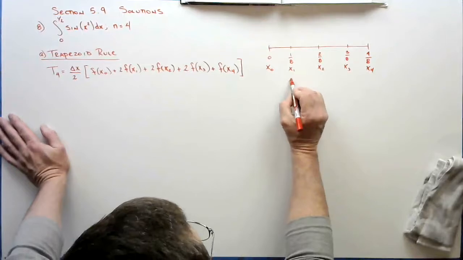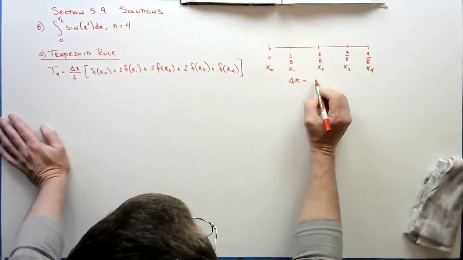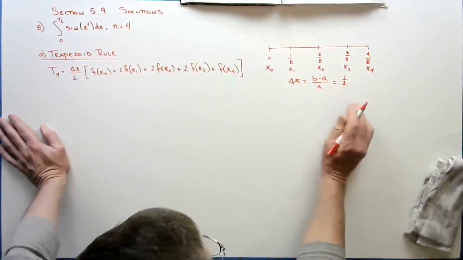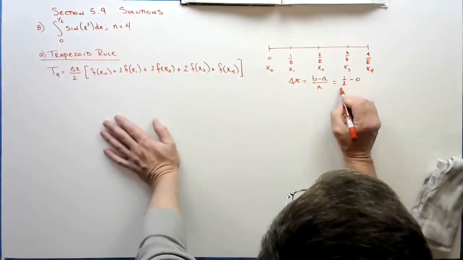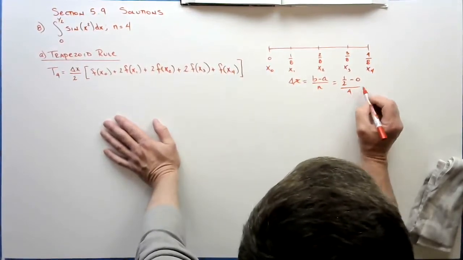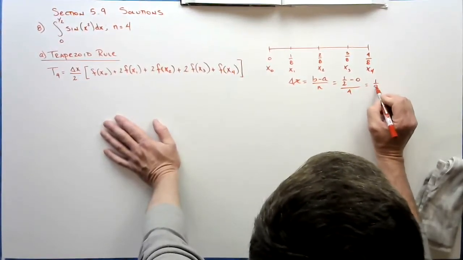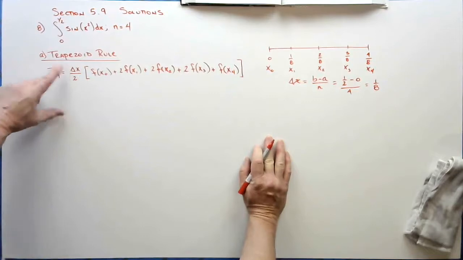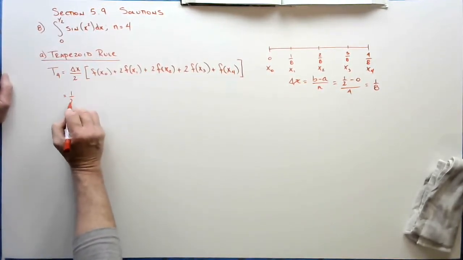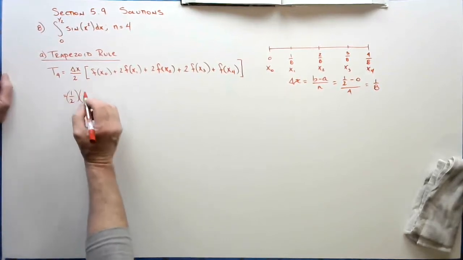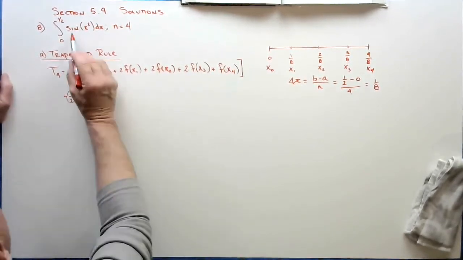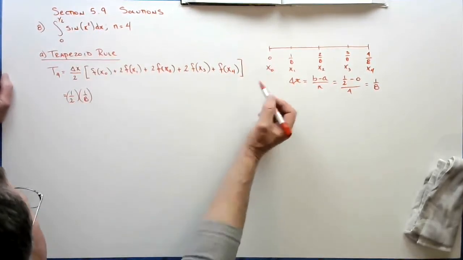Now our delta x is going to be b minus a over n. So that's going to be 1/2 minus 0 divided by n, which is 4. So that's going to equal 1/8 for delta x. Now, when we plug everything in, we're taking delta x times 1/2. So we have 1/2, we have delta x, which we said was 1/8, and we want f of x sub 0. Now our function is sine x squared. X sub 0 is 0.